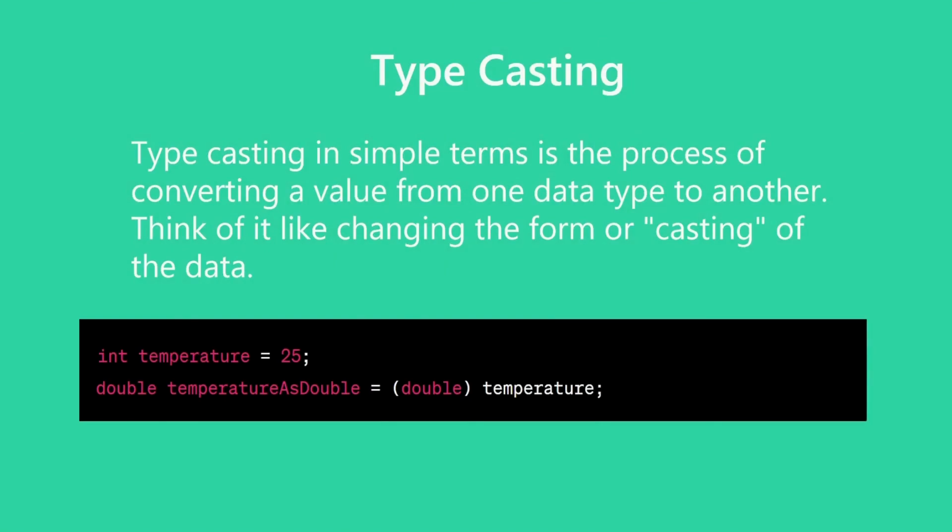Now that we are clear with variables and data types, let's discuss typecasting. Typecasting in simple terms is the process of converting a value from one data type to another. Think of it like changing the form or casting of the data. As you can see in the example below, we are converting an integer type into double type. Let's now try this in IntelliJ.